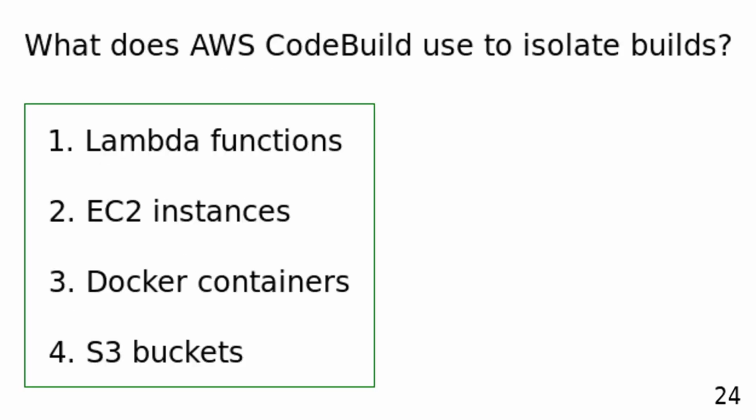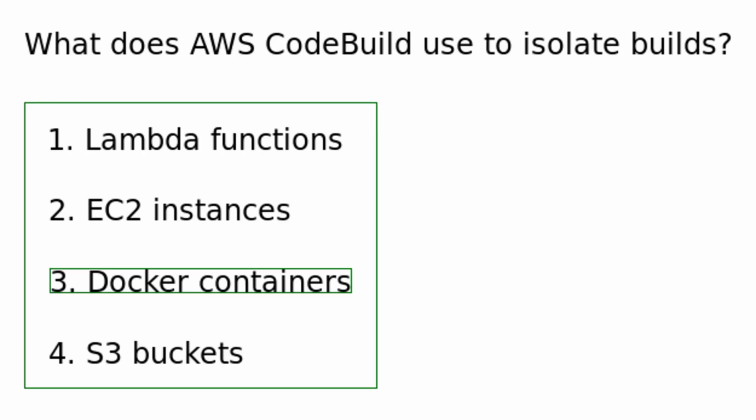What does AWS CodeBuild use to isolate builds? Lambda functions. EC2 instances. Docker containers. S3 buckets. AWS CodeBuild uses Docker containers to isolate builds, ensuring a consistent and clean environment.